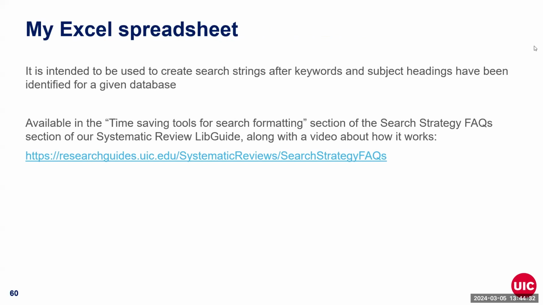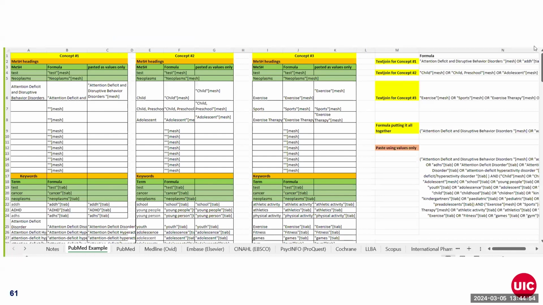So my Excel spreadsheet is intended to be used to create search strings after all the keywords and subject headings have been identified for a given database. So we have it listed in one of our libguides, and there's also an 8-minute video about how it works. I'm going to go ahead and just talk through a screenshot of it for a broad overview. So basically, it allows for 3 concepts, and for each concept, there are 3 columns.